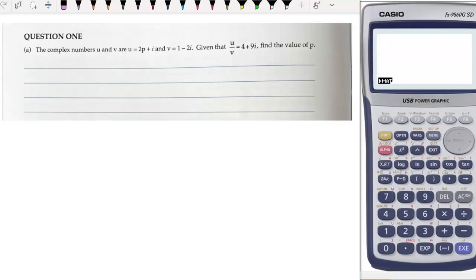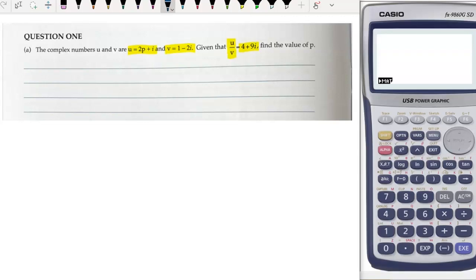For question 1a, this little section of the video looks a bit different. I've needed to do an update for a change in the question from the original. So we've got complex numbers u and v that are given to us just here. U has a p in it, whereas v is just a regular complex number, and we're told that u divided by v makes 4 plus 9i. And from there we've got enough information to work out the value of p.